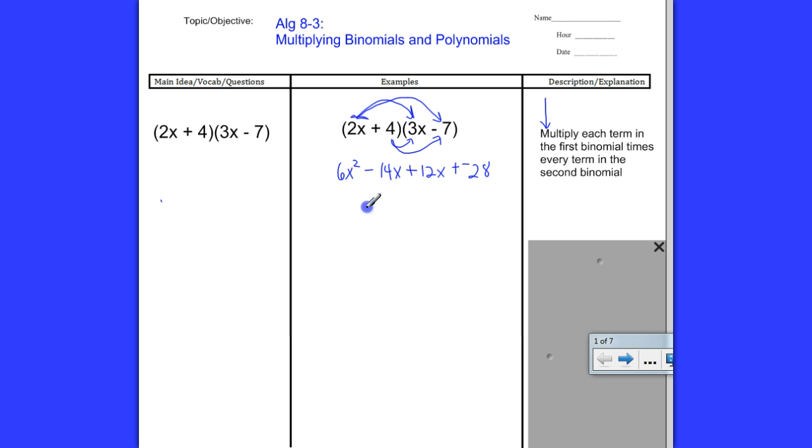Now, at this point, what you have to do is look to combine like terms. Combine like terms if you have them. There are times when you might not have them, but we do have like terms right here. These two are like terms, negative 14x and 12x. So 6x squared does not have a like term, so it's just 6x squared minus, because it's negative 14x plus 12x would be minus 2x, plus negative 28, I can just say is minus 28. And that is the product of those two binomials.